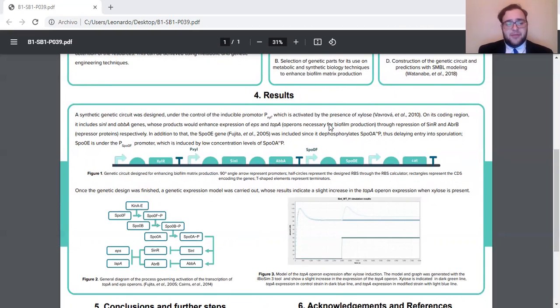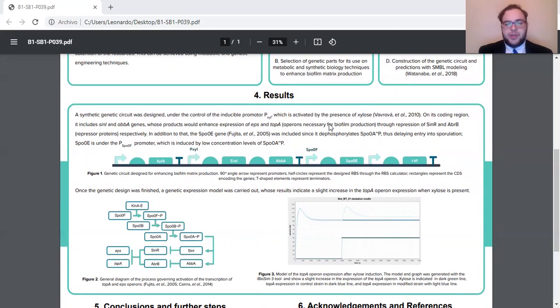As we may see in figure 2, the consequence that our genetic circuit would have is that once SinI and SlrA are produced, we would then render the activity of SinR and AbrB inactive, thus inducing the expression of the EPS and the tapA operons.